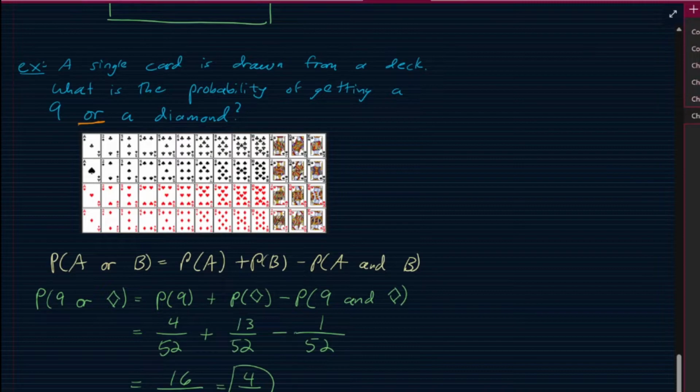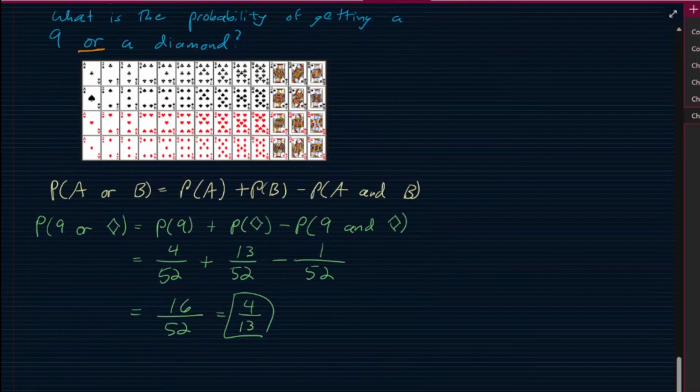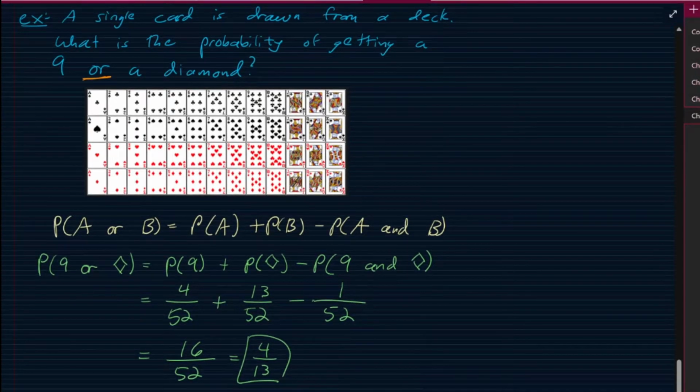Okay, let's look at maybe one more. And again, if the events are mutually exclusive, this is just going to be 0, but it's still fine that the formula still works. Anyway.